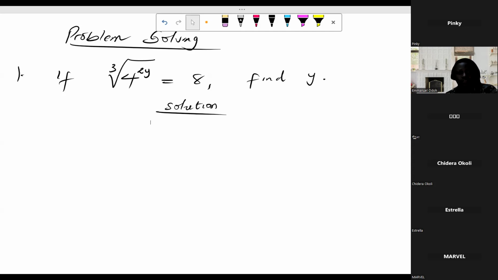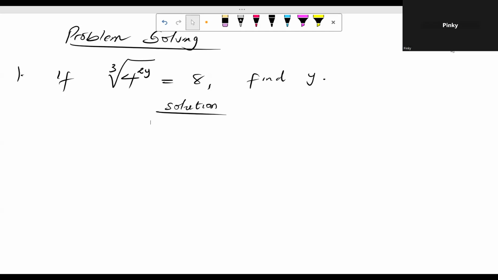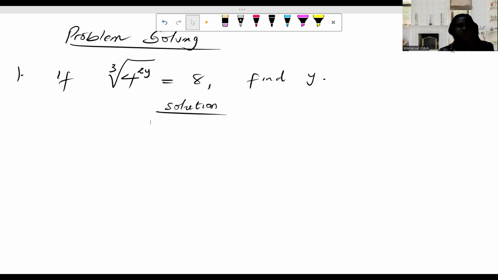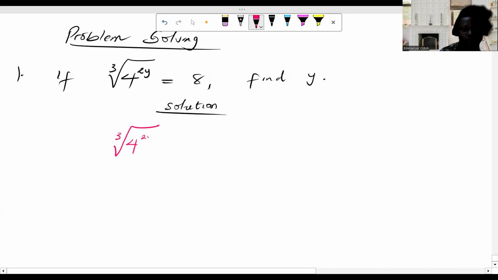Excellent. I think that's a good way to start. So let me rewrite the equation. I have the cube root of 4 to the power of 2y equals 8. Based on what Nancy said, this cube root becomes 1/3. That's what you mean, right?